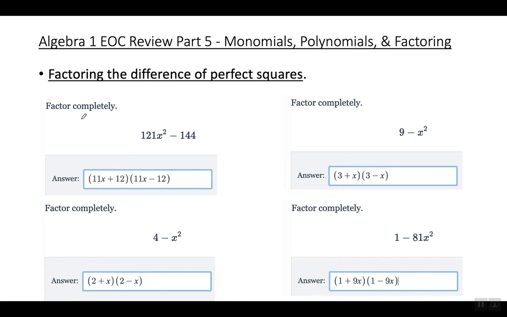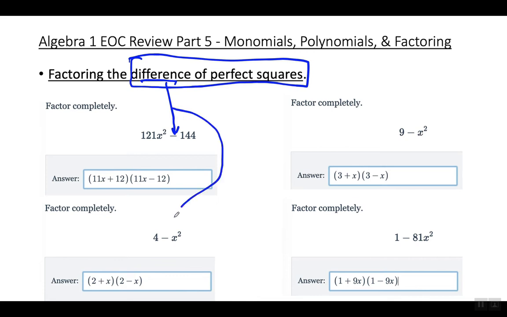Okay, now look, this is when you have the difference, factoring the difference of perfect squares. Again, on the review after this, you need to know this already. Section 2 of your exam is going to have a lot of this stuff, and it's not difficult. First of all, the difference means subtraction. In all of these examples, we're subtracting.